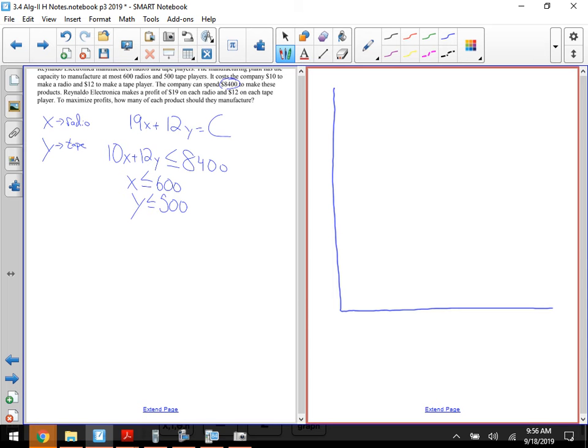My first intercept I'm going to put is the 840. It's our largest one. And then on the y value, that would have been at 700. Is it shade inward or is it shade outward? Moves inward.